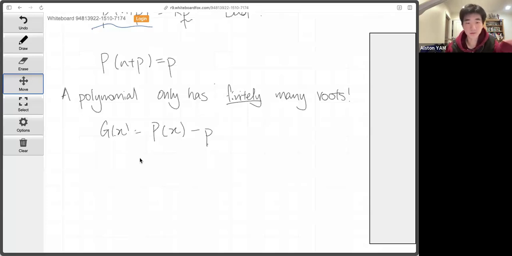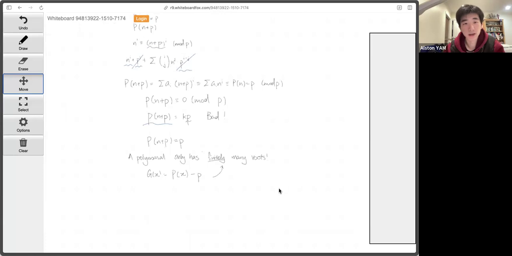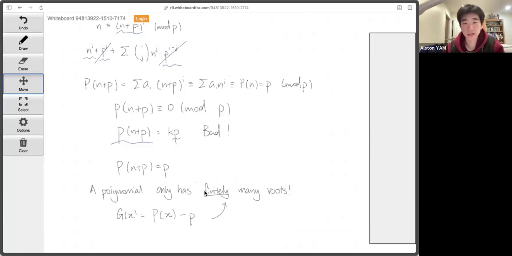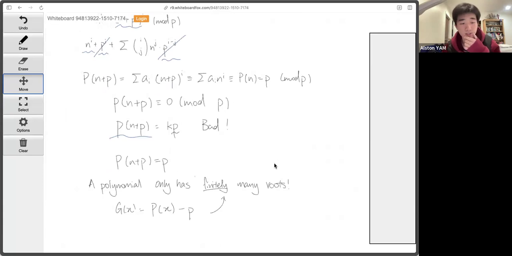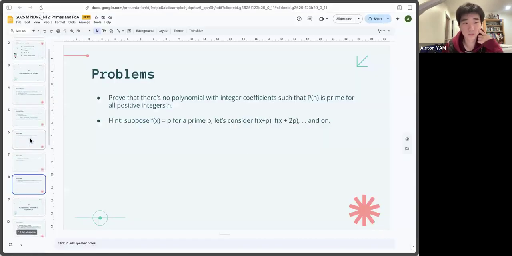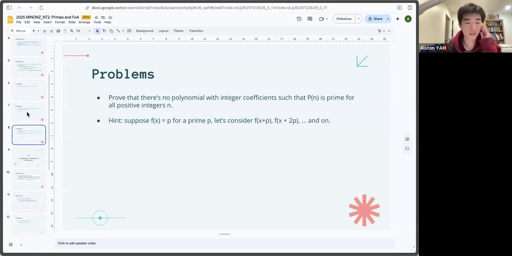It has infinitely many roots, which is a really big contradiction to this statement right over here. So that's really bad. So we have basically proved that no polynomial patterns for primes actually exist. Okay, cool. I think that about wraps up the first section of this lecture.